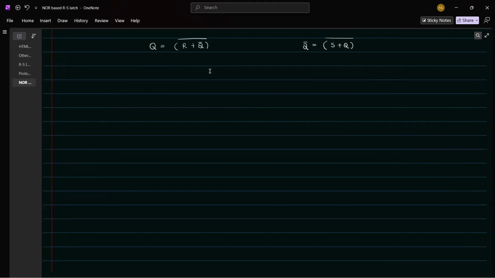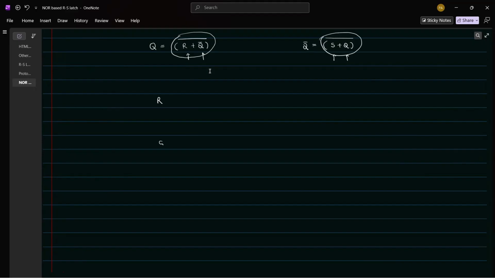You can actually think of it this way. If we have Q bar and R, we have to send them through one NOR gate. If we have S and Q, we have to send them through one NOR gate. You don't have to create Q bar specifically. Why? Q bar is also an output. We are going to feed it back. So we will need only two NOR gates, one here entirely and one here entirely. Okay, so let's draw it.